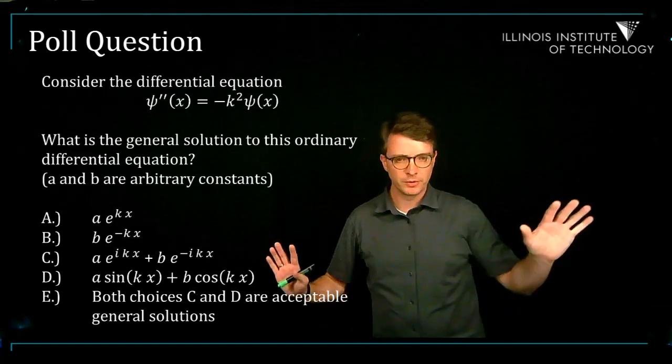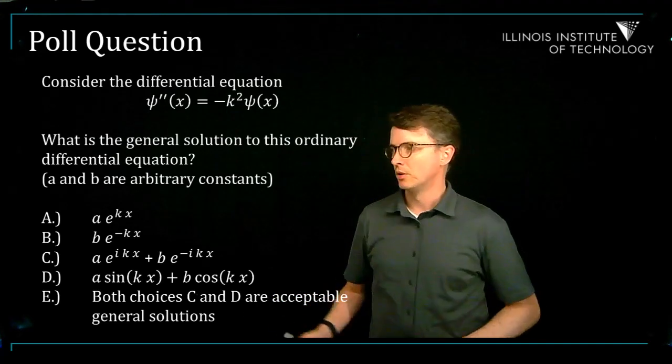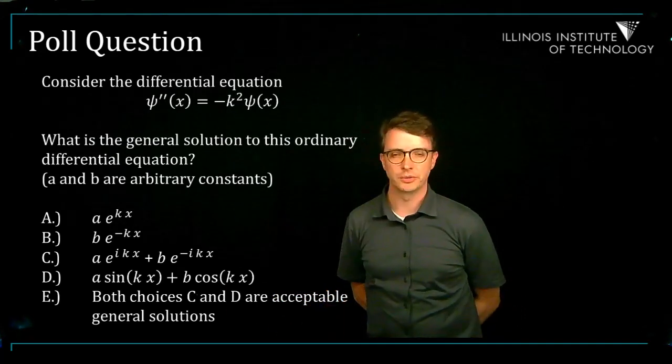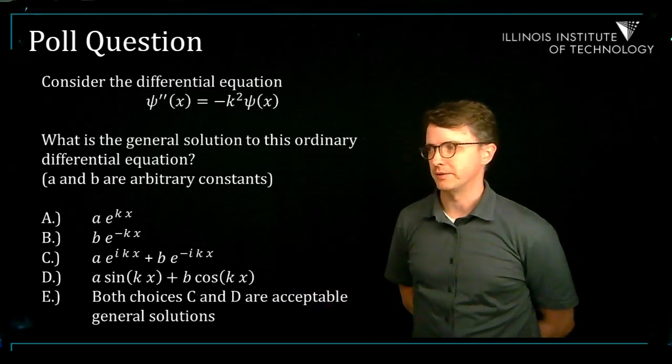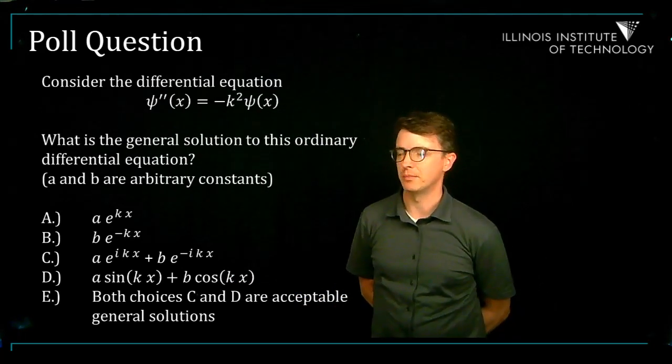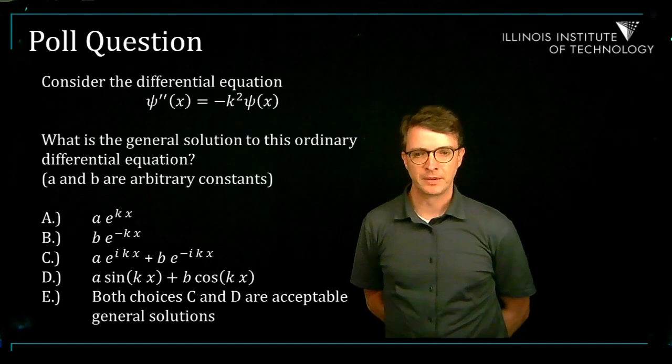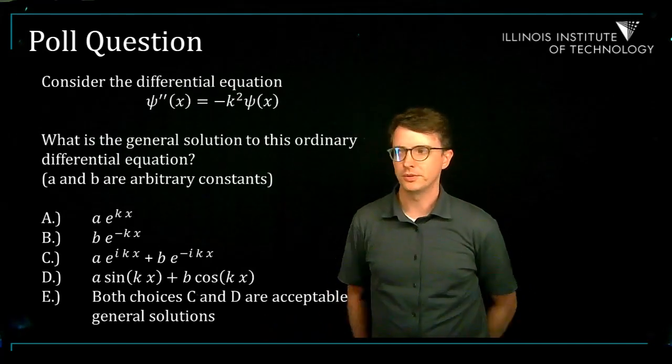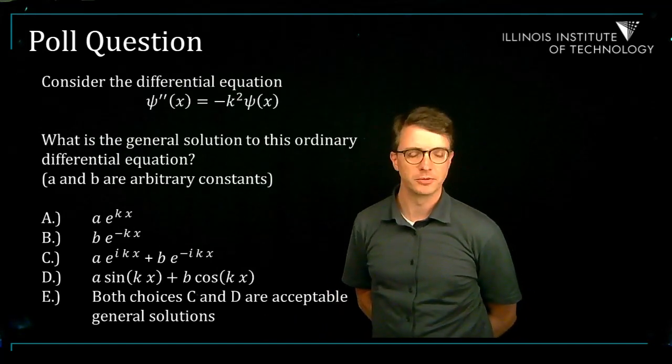So a little bit of review of differential equations. Which of these choices is the general solution to that differential equation? So you have a few choices, A, B, C, D, and then E is saying that more than one of the above is okay. Why don't you go ahead and pause the video, see if you can settle on one of these answers before going further.